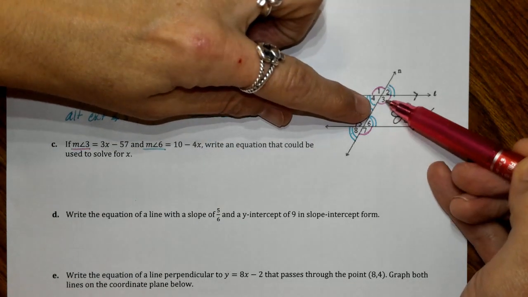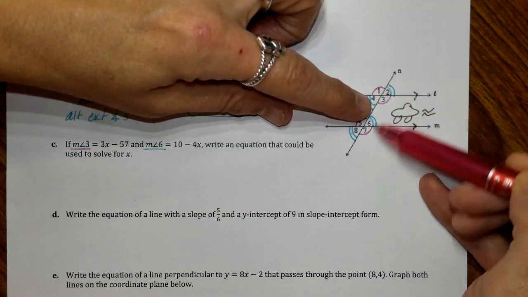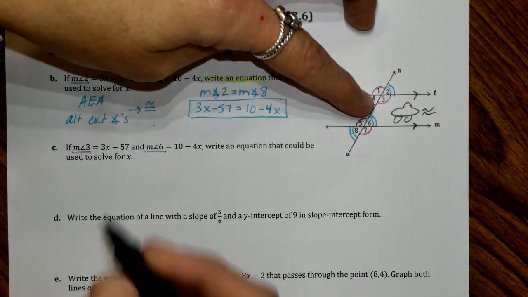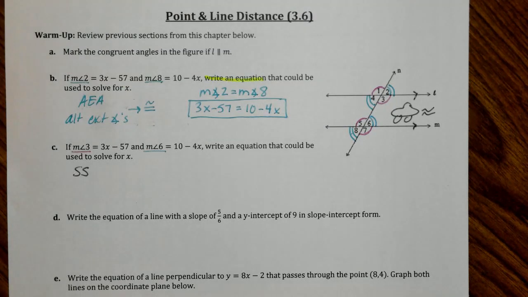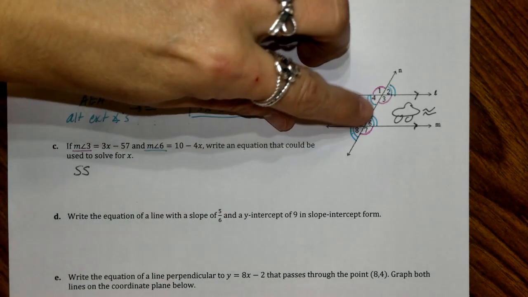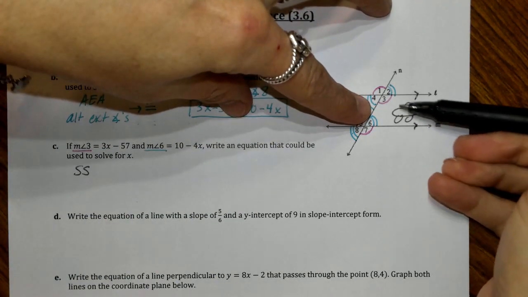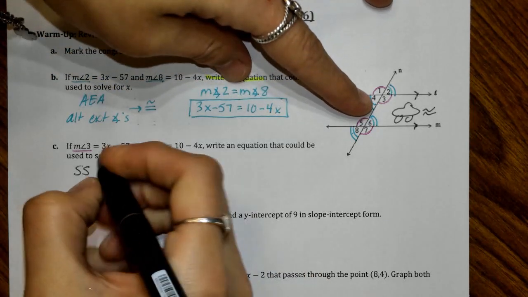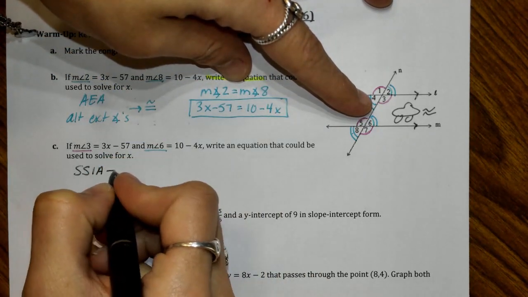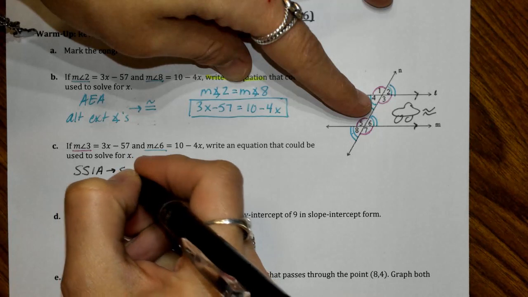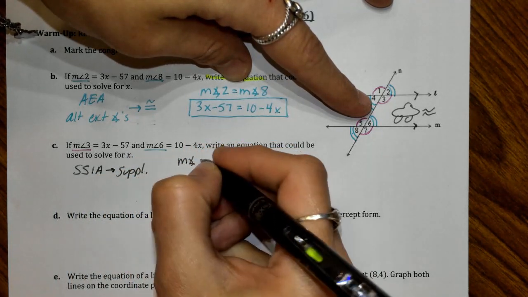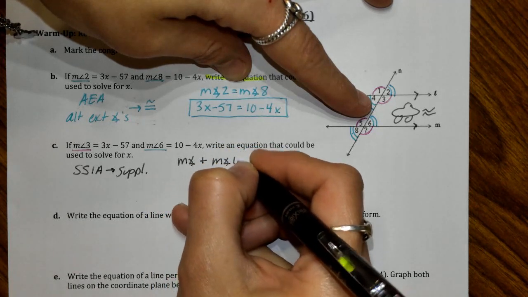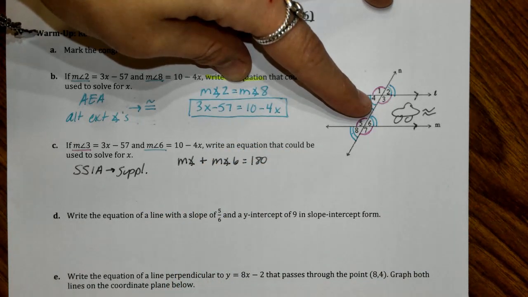With angles 3 and 6, we are on the same side of the transversal, so we have same side, which I abbreviate as SS. They're on the same side of that transversal, and they are both interior to the road. So we have same side interior angles, and we've learned that same side interior angles are supplementary. So the measure of angle 3 plus the measure of angle 6 will equal 180 degrees.